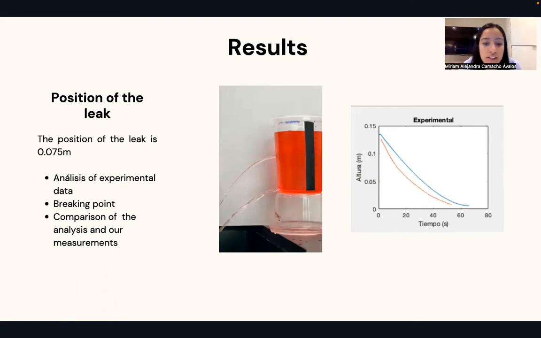To check our analysis was correct, we compared the analysis with our measurements taken at the beginning of the challenge, where we saw exactly at what height we had placed the hole that represents the leak, and both of the graphs and our measuring match.